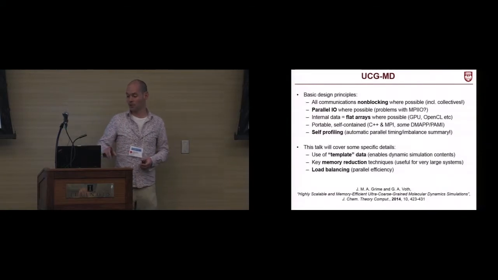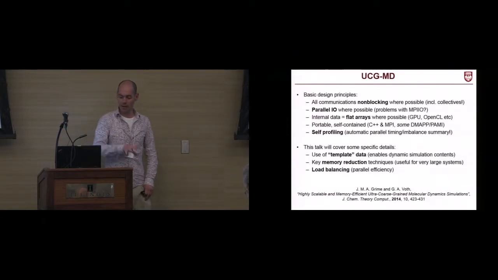What I am going to be covering in this talk is three of the key aspects that we're really hoping are going to let us push up to these huge scale simulations and have the dynamism in there. So these are template data, which gives us these dynamic simulation contents and also reduces the memory overheads. Some other memory reduction techniques, which again is very useful for these big simulations, and load balancing for the parallel efficiency. I'm not going to go into a huge amount of detail because we did actually publish a paper recently here, which has some of the technical nitty-gritty in there if anybody's interested to see this.